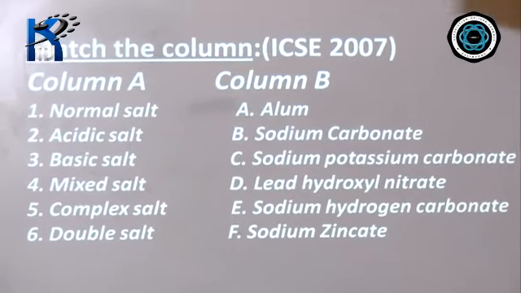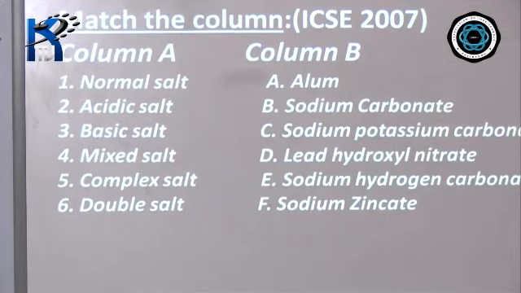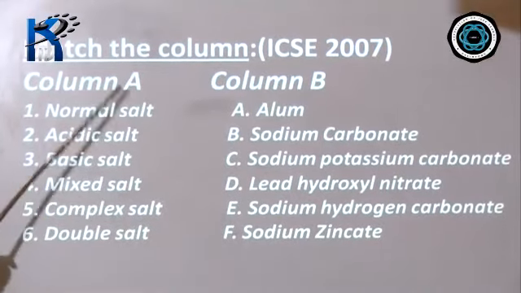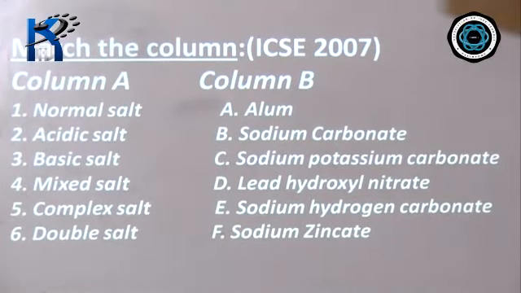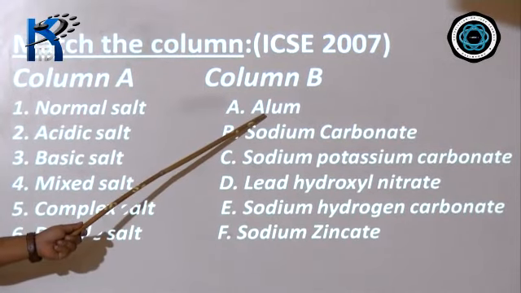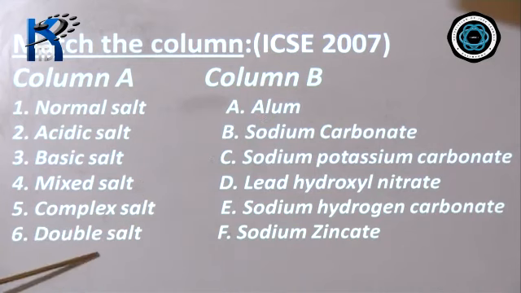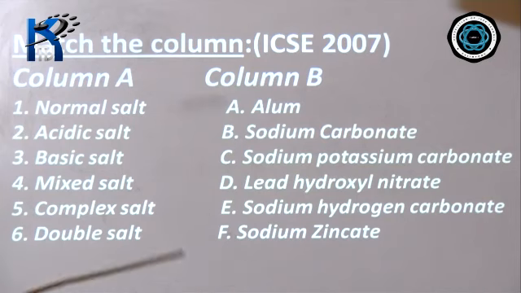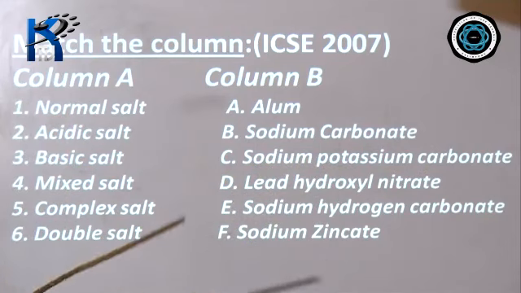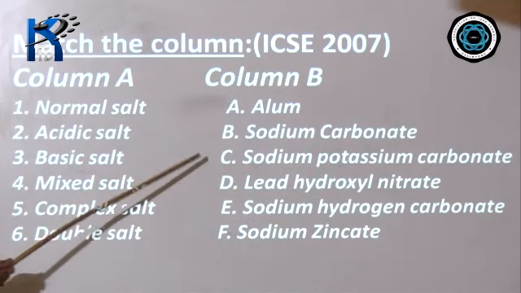Now we will see a match the column question which came in your ICSE 2007. This is the question which came in your ICSE 2007, students. Now in column 1 this is given, in column 2 this is given. Now how to frame it? First do what you know, okay? Now you can see alum, as I said earlier, all alum comes under double salt. So the answer for 6 is A, 1 is done. Now if there are 2 metals, sodium, potassium, carbonate, you can see there are 2 different metals. So it is an example of mixed salt. So the answer for 4 is C.